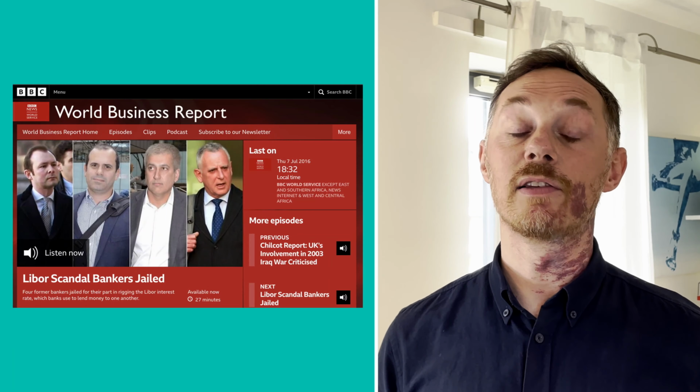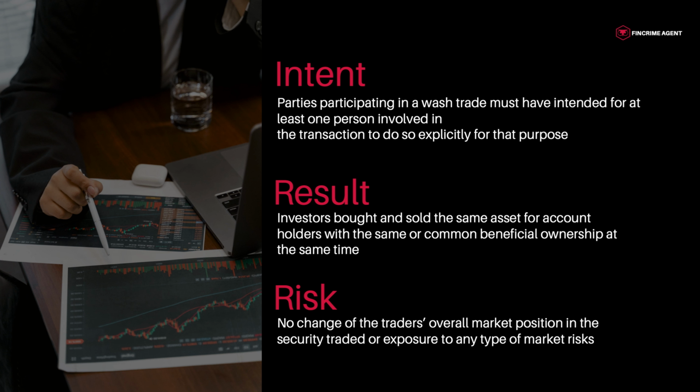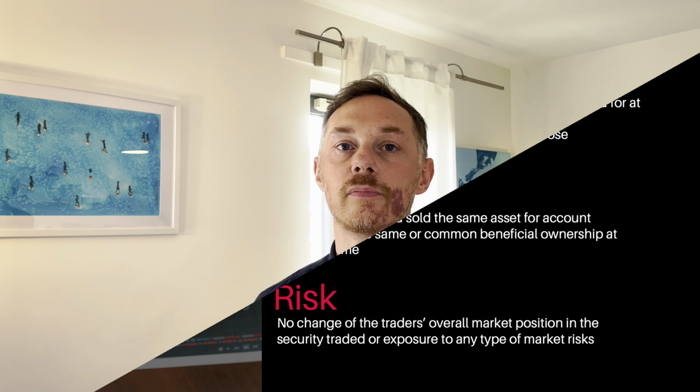The level of risk that is presented to the investor as part of his or her trading activities is another angle that you can use for your understanding of what could be classified as a wash trade activity. An easy rule of thumb is that essentially a trade is considered a wash if it does not change the trader's overall market position in the security or expose them to any type of market risk.